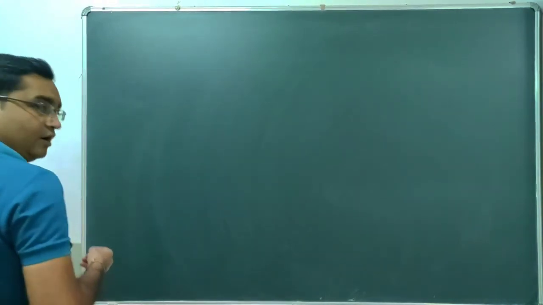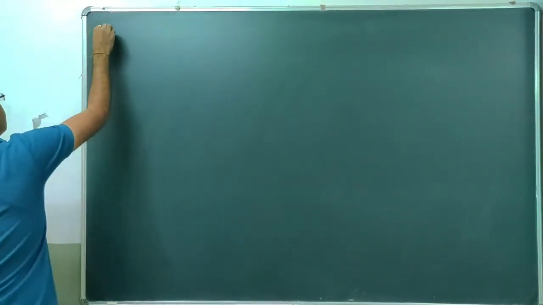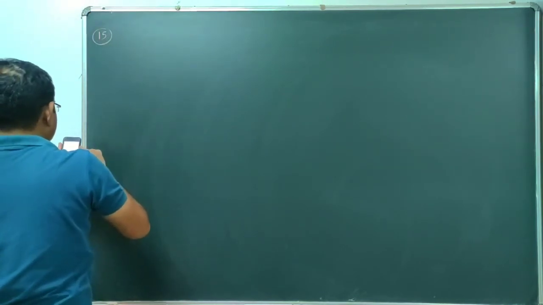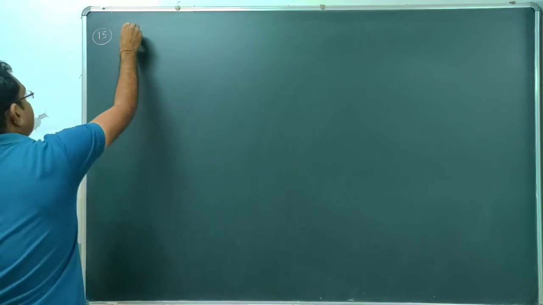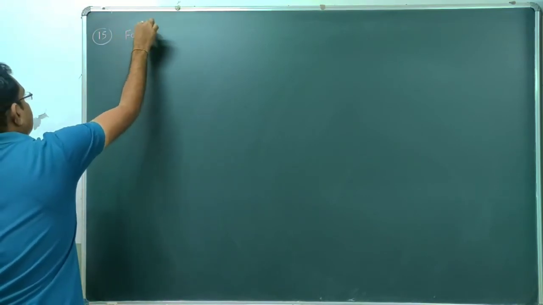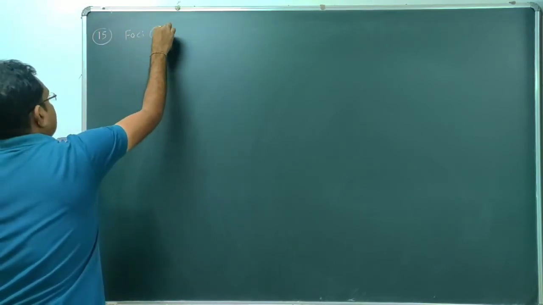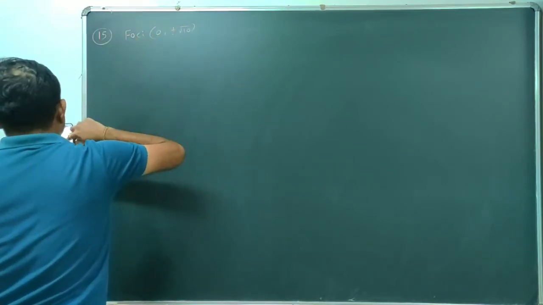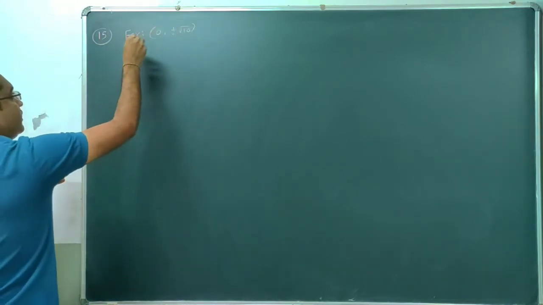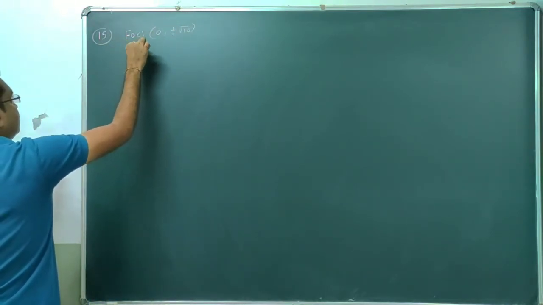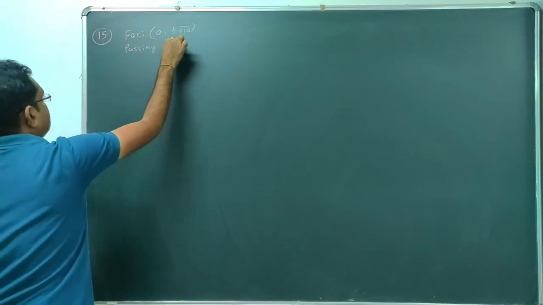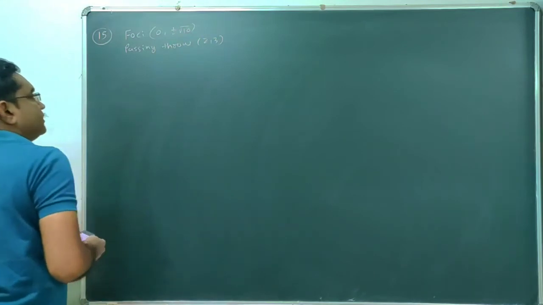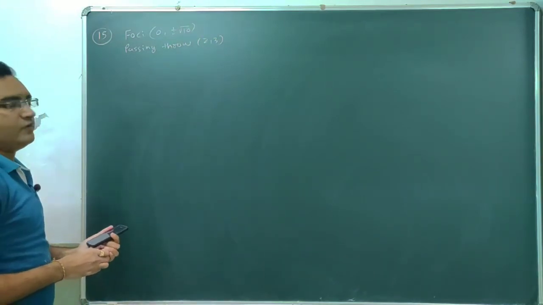Okay students, now question number 15. Very good question is there. Here, find the equation of hyperbola satisfying the given conditions. Conditions are: coordinates of foci are 0, plus or minus root 10, and our hyperbola is passing through the point 2, 3. These are the given conditions and we have to find the equation of the hyperbola.